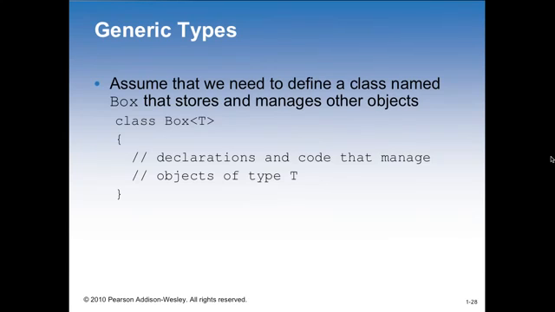So assume that you need to define a class named box, and that stores and manages other objects. Here's a box class, Box, and it's going to be of type T. So the declaration and the code that manage the box objects of type T. This is what's referred to as a dynamic assignment of the type, which is related to the concept that we're going to say this class Box is of type T. It's going to be compatible with the type in this particular example.